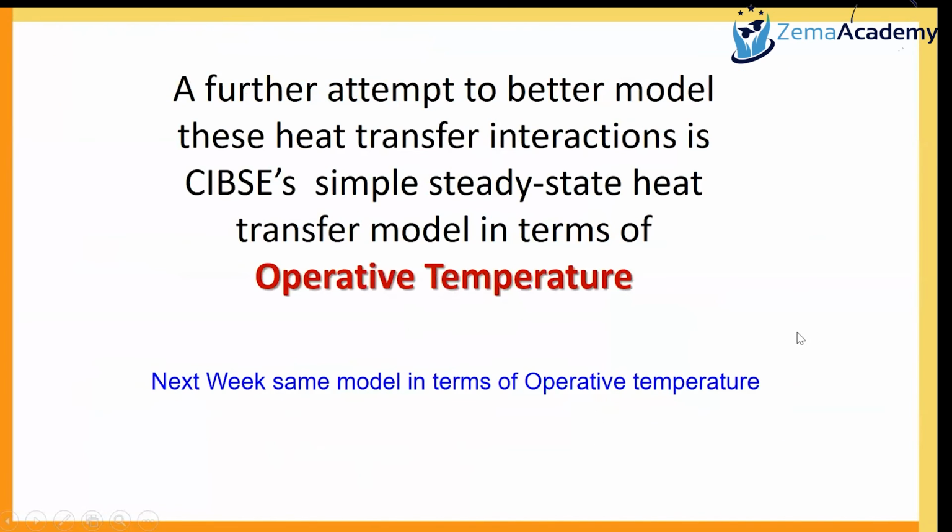Today's lecture was just till this point only, because next time we will attempt to better the model that we have done today by taking into consideration the heat transfer interaction and bringing the model in terms of operative temperature. And that would require a little bit more mathematics, and the terms involved will slightly increase. I hope that this was clear.